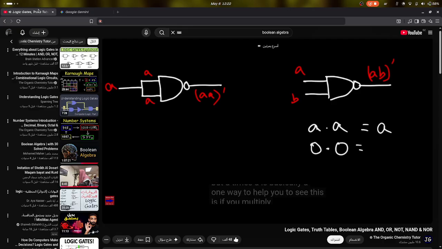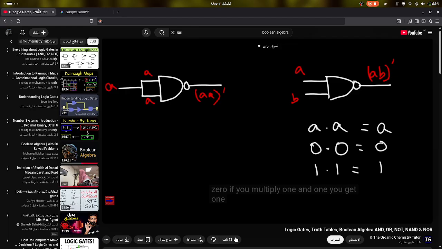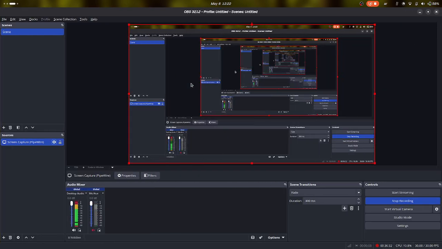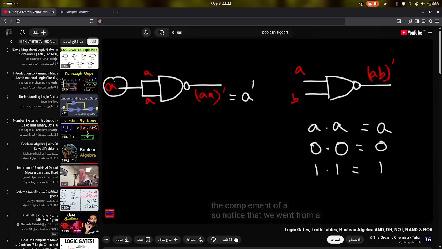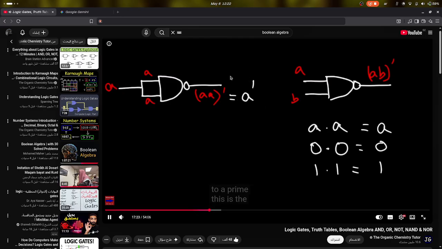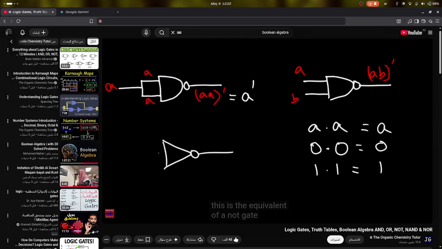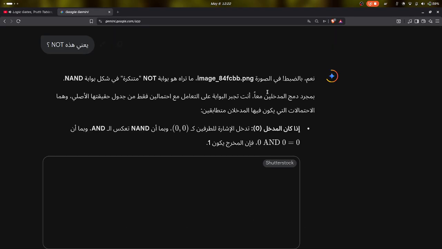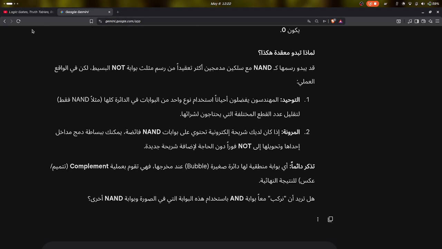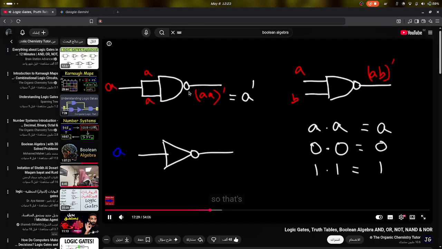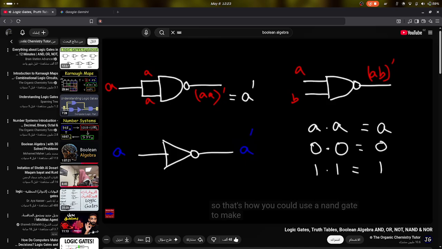One way to help you see this is if you multiply 0 and 0, you get 0. If you multiply 1 and 1, you get 1. Now keep in mind, we're dealing with binary numbers. And so in a binary system, this works out to be true. A times A is A. So this is the same as the complement of A. So notice that we went from A to A prime. This is the equivalent of a NOT gate. So that's how you could use a NAND gate to make a NOT gate. So these two are functionally equivalent.